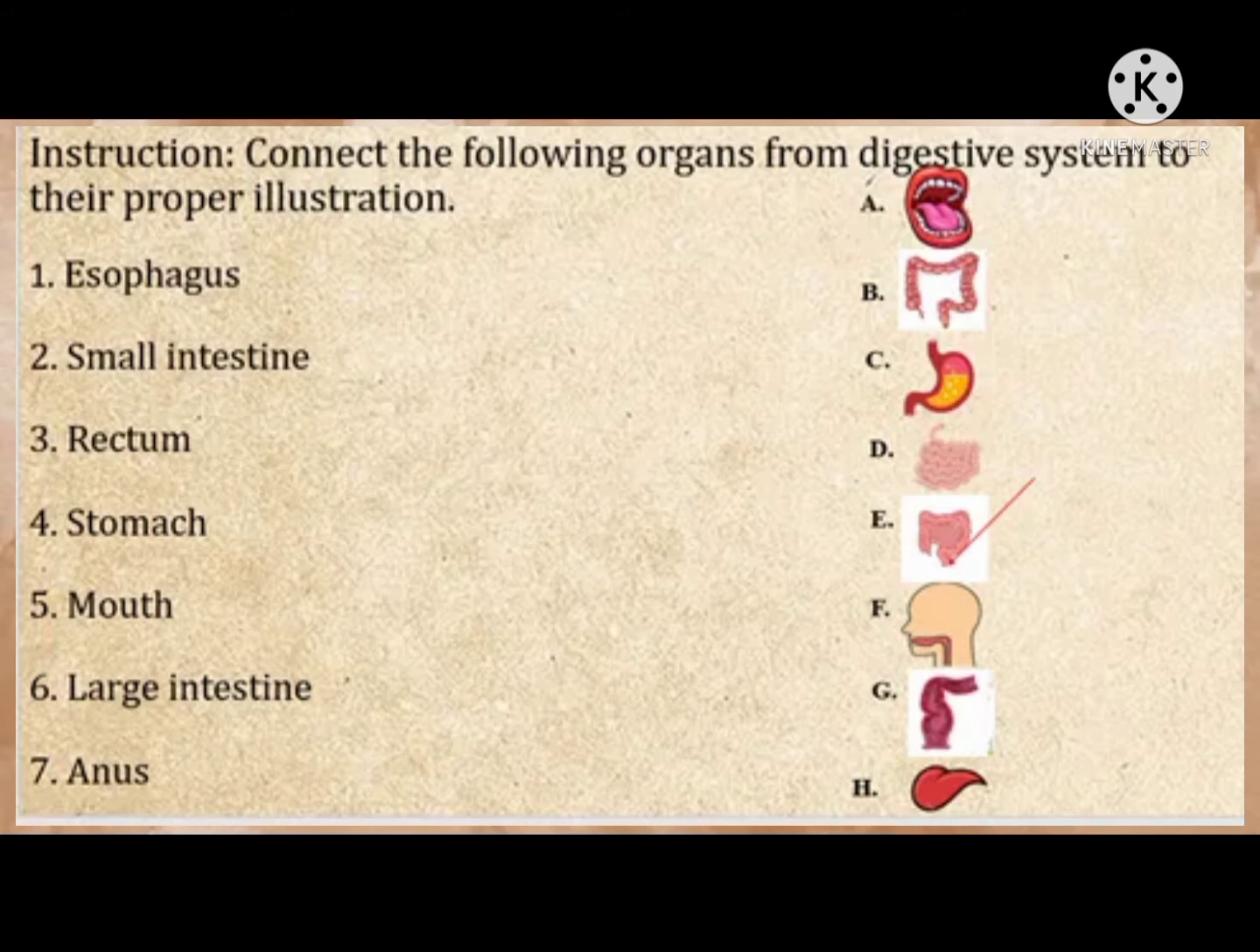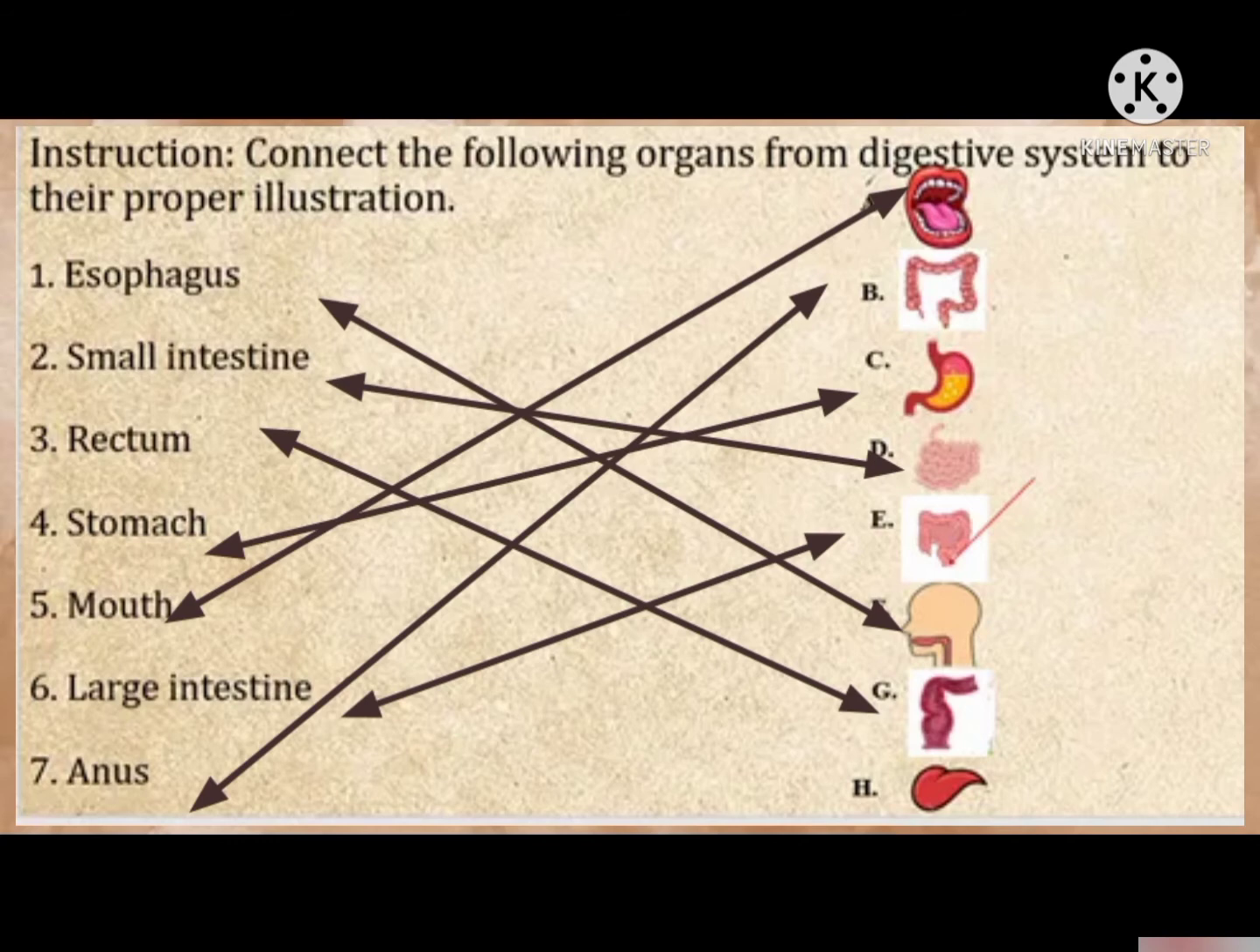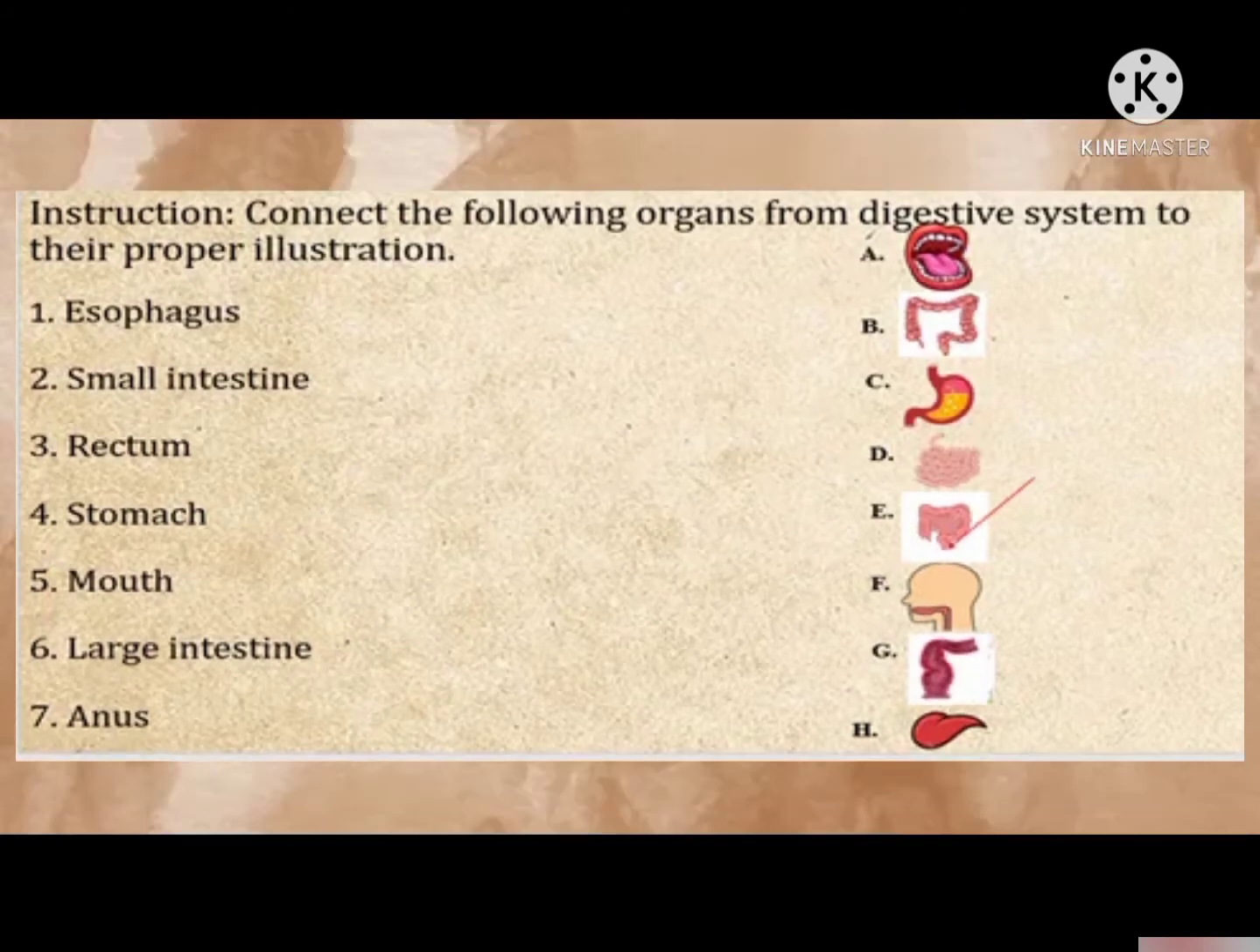This time, we are going to use images for better illustration of the following organs. The pupils are now going to connect the 2 columns using lines to answer the matching type. And that's all. Thank you for listening.